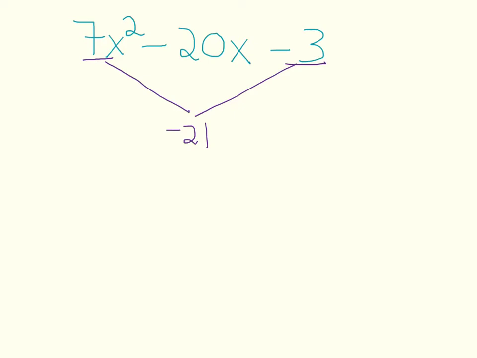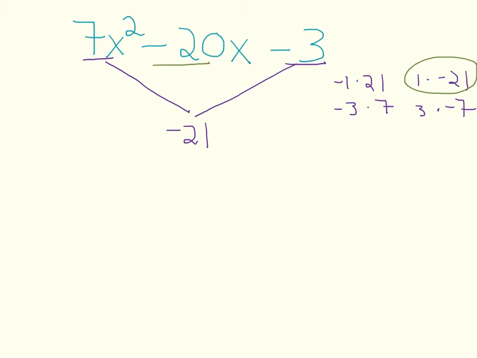So let's list them off to the right. Negative 1 times 21, negative 3 times 7, or 1 times negative 21, or 3 times negative 7. So which one of these sets adds up to negative 20? It would be the negative 21 and 1.